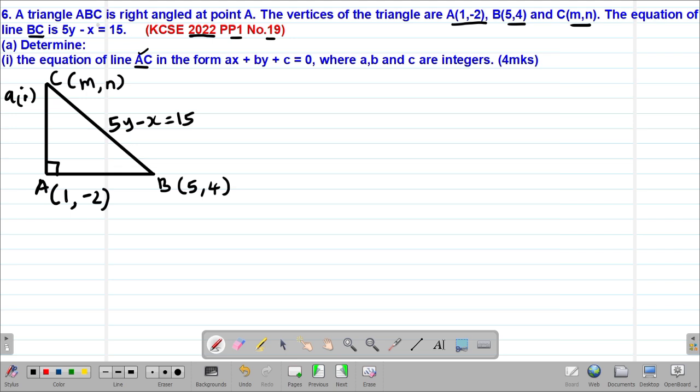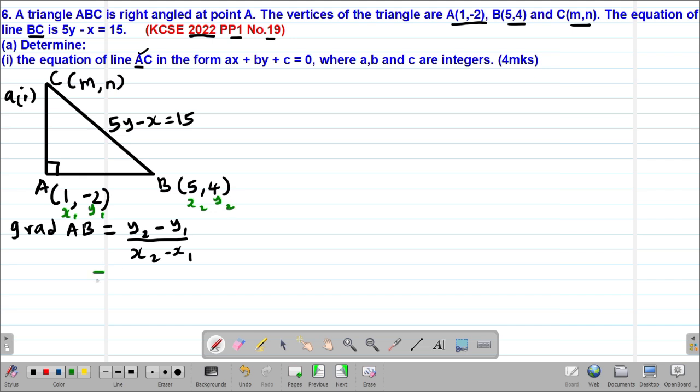Because I'm told that the triangle is right angled at point A, it simply means that the lines AB and AC are actually perpendicular to each other. Therefore, let me start by finding the gradient of the line AB. The gradient will be given by change in y over change in x, which is y2 minus y1, divided by x2 minus x1. So I'll let this coordinate be x1, this one y1, this x2, and of course this y2.